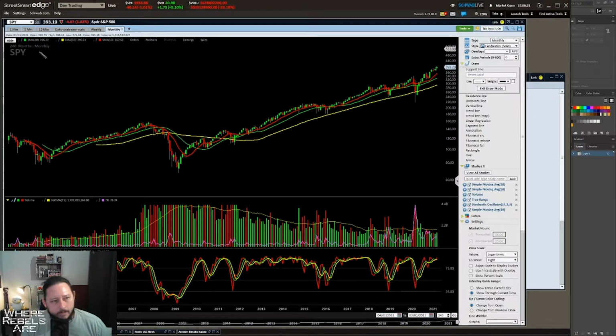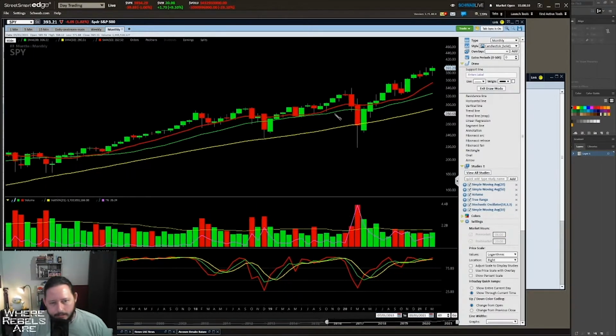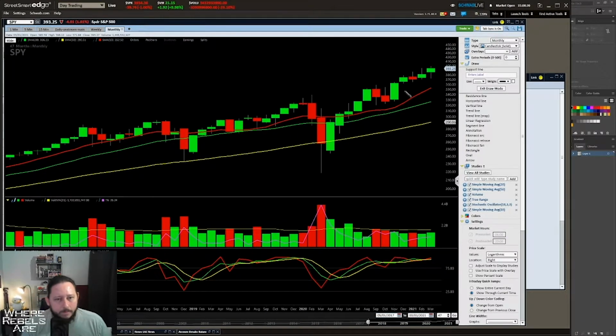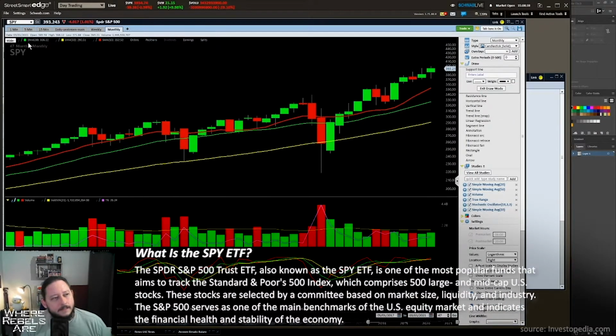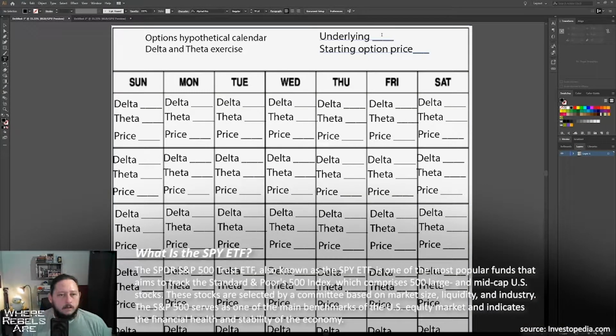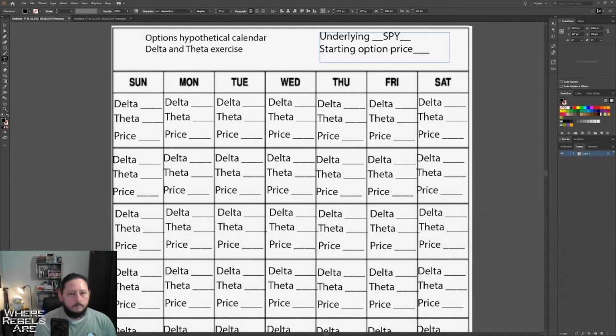Oh, look, I have the SPY up there. Let's use the S&P 500 index. It's as good as any. So right now, this is the S&P 500. It's currently trading at 393. SPY 393, just for my own reference. And we're going to say that you're long.